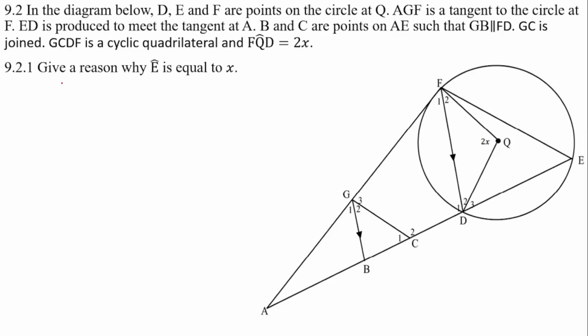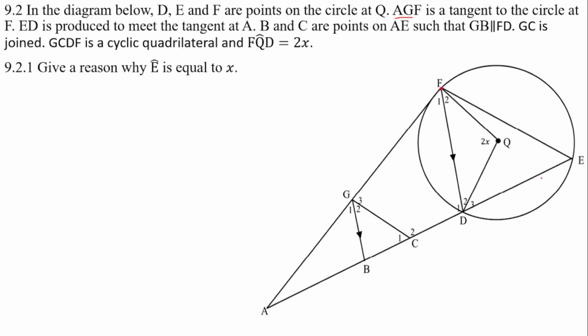Welcome back. Let's do question 9.2. In the diagram below, D, E, and F are points on the circle at Q. AGF is a tangent to the circle at F, at this point here.